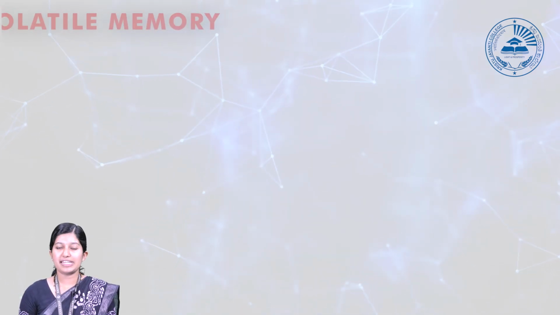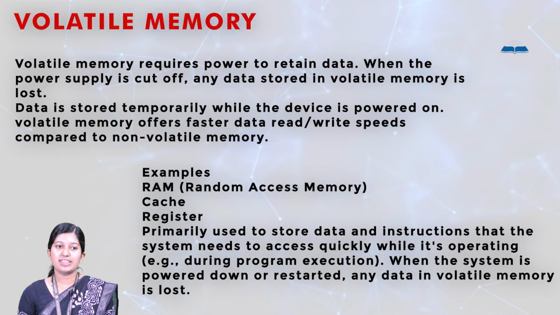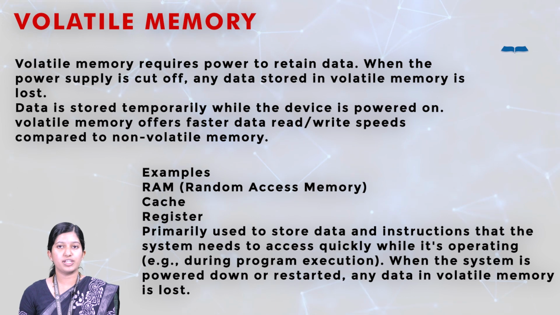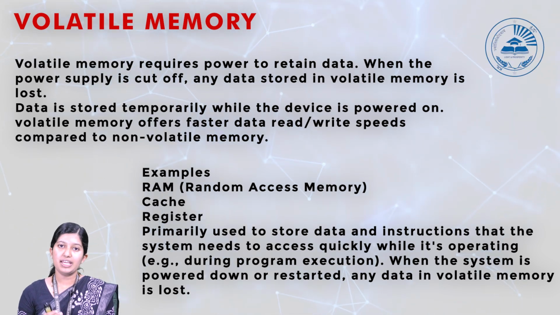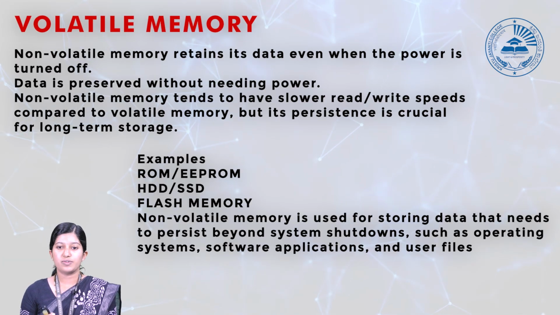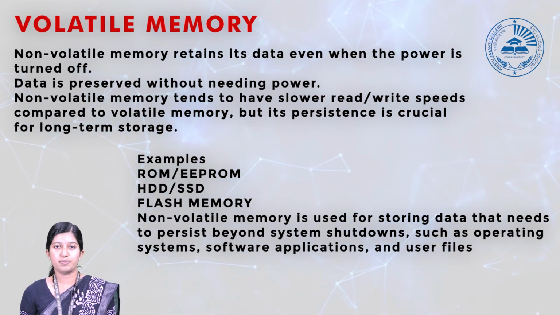Volatile memory requires power to retain the data. That is, when the power is cut off, the data will be erased or lost from the memory. So it will retain its memory only when the power is there, and it is a temporary storage. So it only stores data when the power is on. Once it is off, it will erase the whole data. And compared to the non-volatile memory, it is faster in read and write procedures.